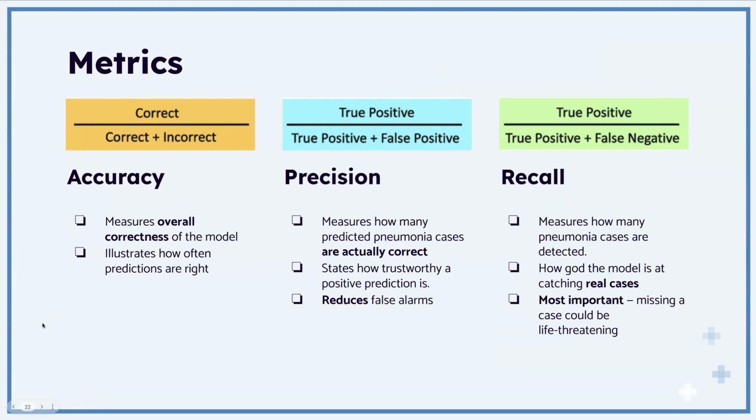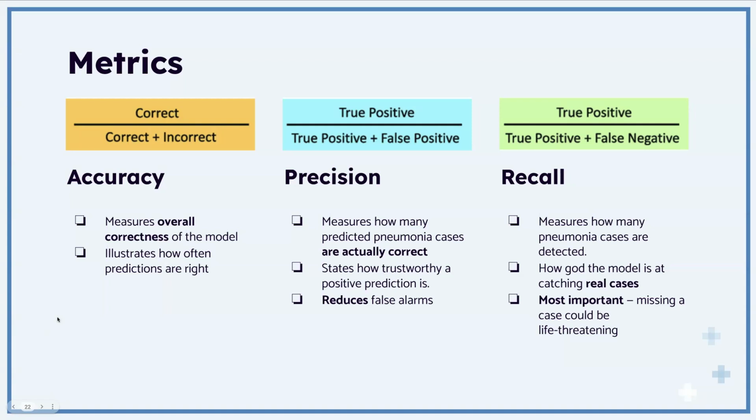Next, precision tells us the proportion of predicted pneumonia cases that are actually pneumonia. High precision means fewer false alarms, which means fewer healthy patients are wrongly told that they might have pneumonia, reducing stress, unnecessary tests, and costs.